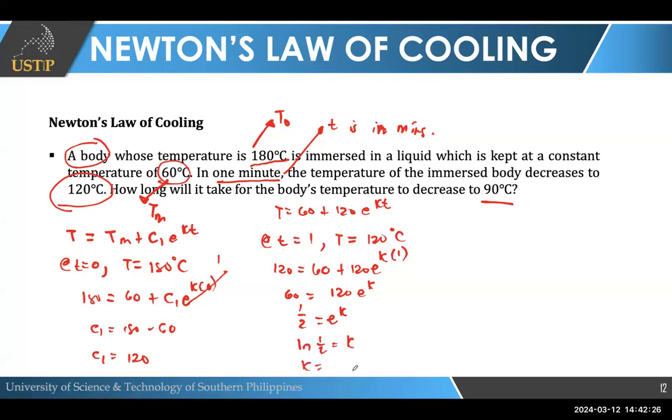So k, class, will be negative 0.6931. Okay, so there is really no problem, class. Earlier, if you assumed it to be negative, it would negate here, and you would have a positive k, you will still have a particular solution with a negative value of k. Alright? So now our particular solution is 60 plus 120 e to the negative 0.6931t. It just means, the negative implies that the temperature is decreasing over time.